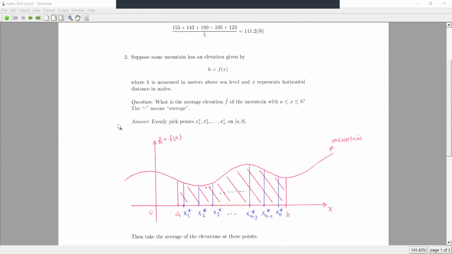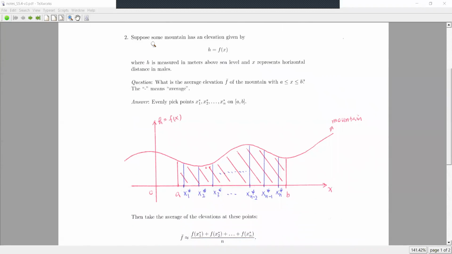Example 2. Suppose some mountain has an elevation given by this function, where h means height or elevation, where h is measured in meters above the sea level, and x represents horizontal distance in miles.